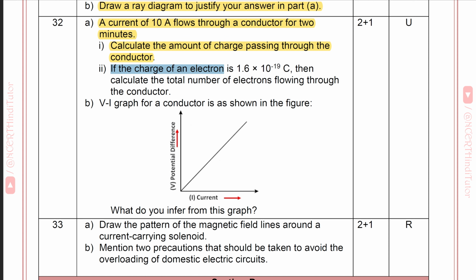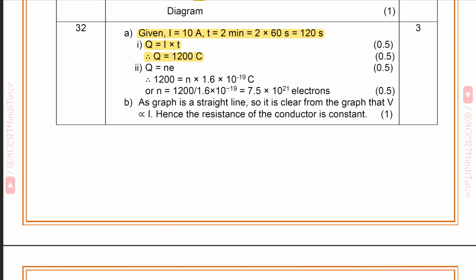Second, if the charge of an electron is 1.6 into 10 to the power minus 19 C, then calculate the total number of electrons flowing through the conductor. Answer. Q is equal to ne. So 1200 is equal to n into 1.6 into 10 to the power minus 19 C. We get n is equal to 7.5 into 10 to the power 21 electrons.